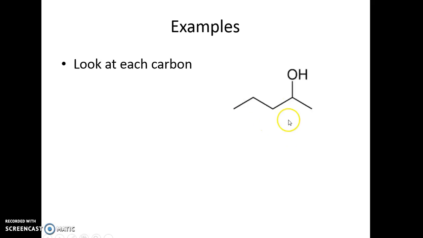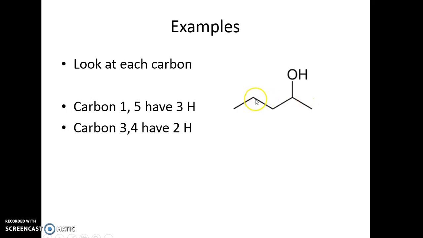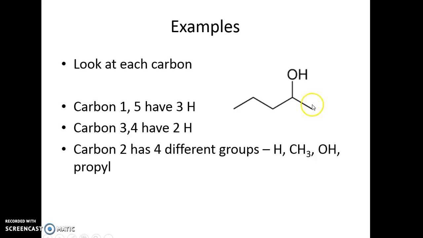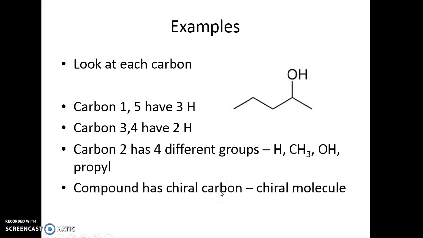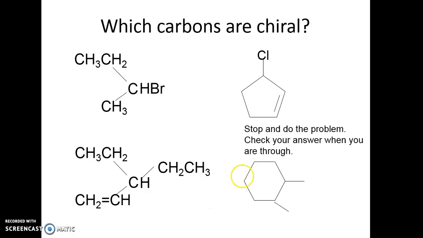If I look at this one, I can see 3 hydrogens here, 2 hydrogens, 2 hydrogens here. Those have 2 groups the same. But if I look at this carbon, I will see that this carbon has a methyl, then a 3-carbon chain, a propyl, a hydrogen, and a hydroxyl. 1, 2, 3, 4 different groups. So it has a chiral carbon, and because of that, it's a chiral molecule. So now what I want you to do is determine which ones of these are chiral carbons, which are molecules that are chiral.